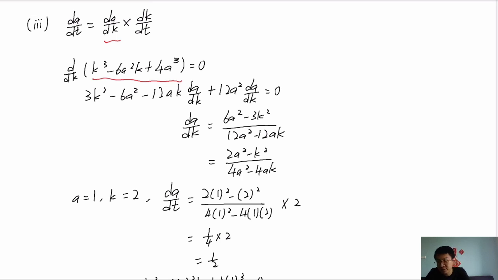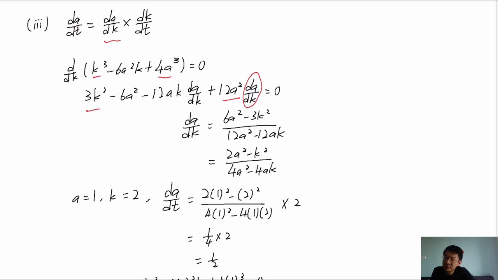Okay, so we have to use implicit differentiation in this case. When we differentiate this with respect to k, for the first one, k to the power of 3, it's just 3k squared, which is not difficult to do. And for the third term, we have 4a cubed. When we differentiate it with respect to k, we get 12a squared. So we differentiate the expression as usual, but we have to multiply the term by dA/dk.